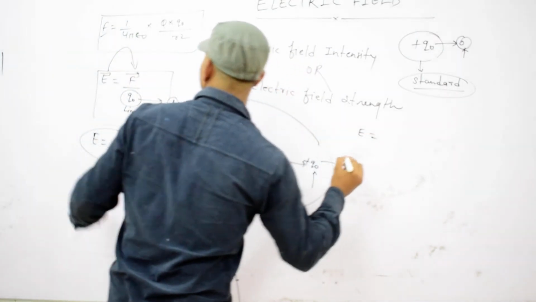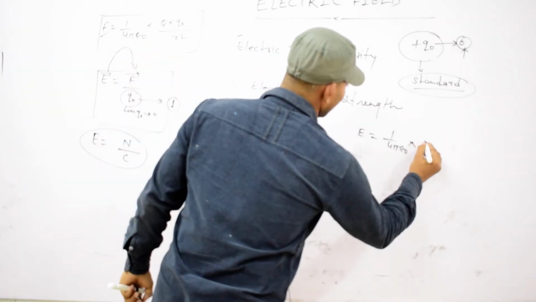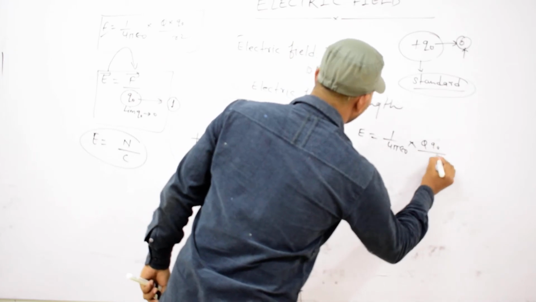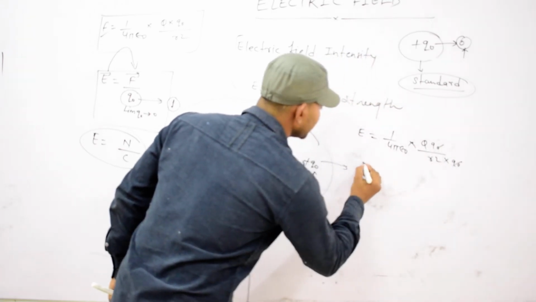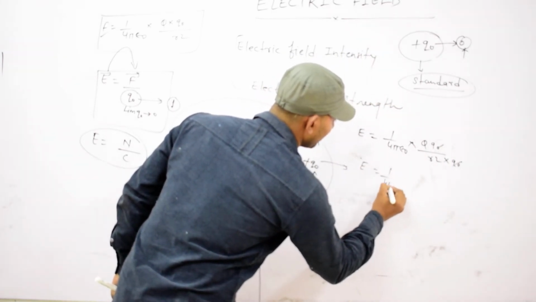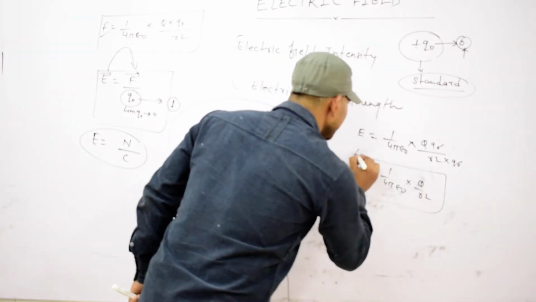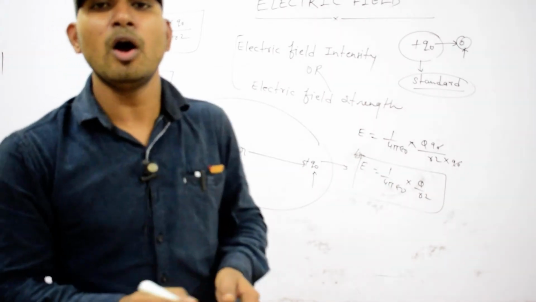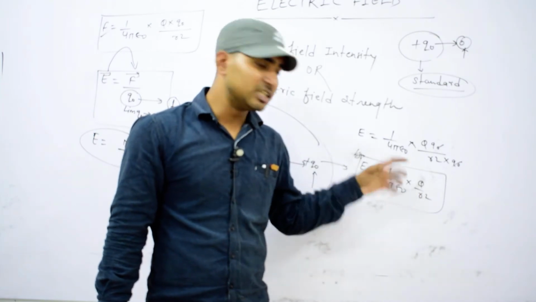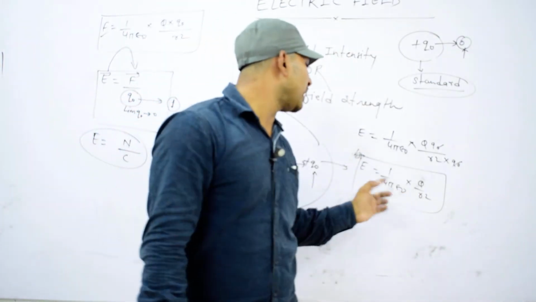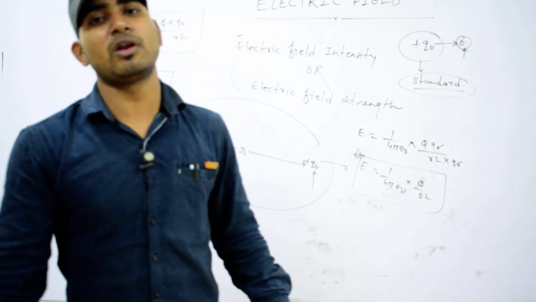So E is equal to the value of F that I am writing here, that is 1 upon 4 pi epsilon naught q q naught upon r square, and upon q naught. So q naught will cancel out, and the E formula is equal to 1 upon 4 pi epsilon naught q upon r square. This is the basic electric field intensity formula for a point charge. Let's suppose a plus Q charge, which is the source charge, is placed at a particular point, and we need to find the electric field strength at a small r distance. Then we can use this particular formula.